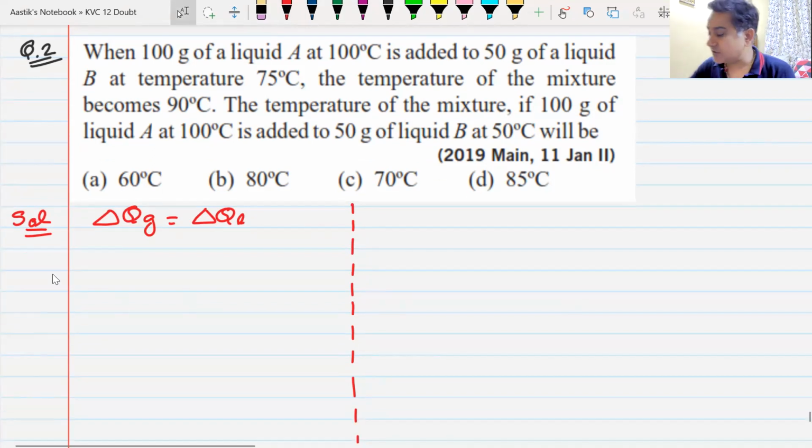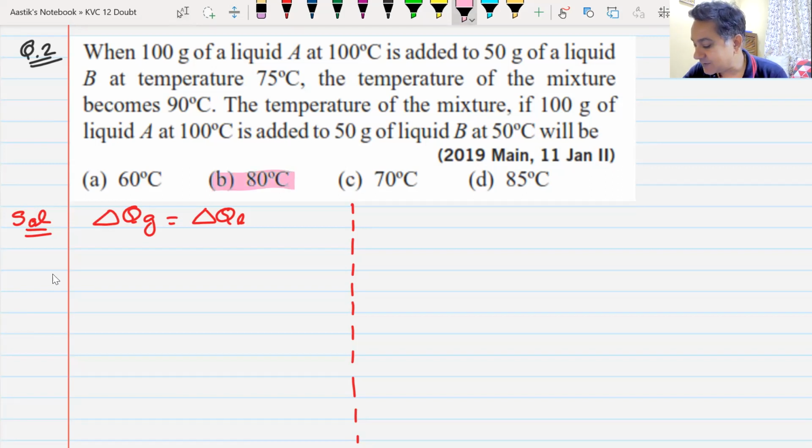Apply the equation in the first case. Who is gaining heat? Option B. I'll wait for 1 minute. Democratically given answer: Option B is the correct answer, actually. I'll wait for 1 minute, don't worry.